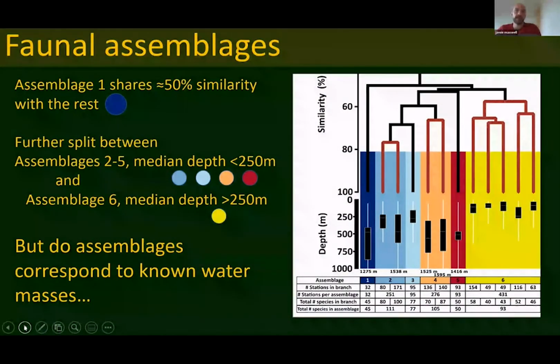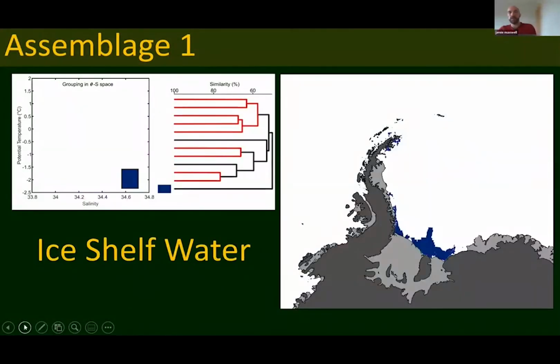But could we associate any of these assemblages with water masses? So in order to do this, we took the higher and lower values of both temperature and salinity to create the temperature salinity space, and then we mapped where these conditions occur, which is what you can see on the right hand side.